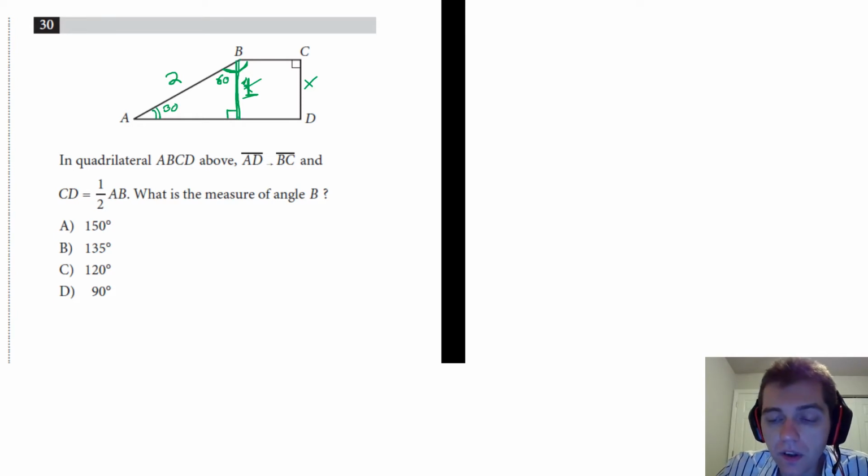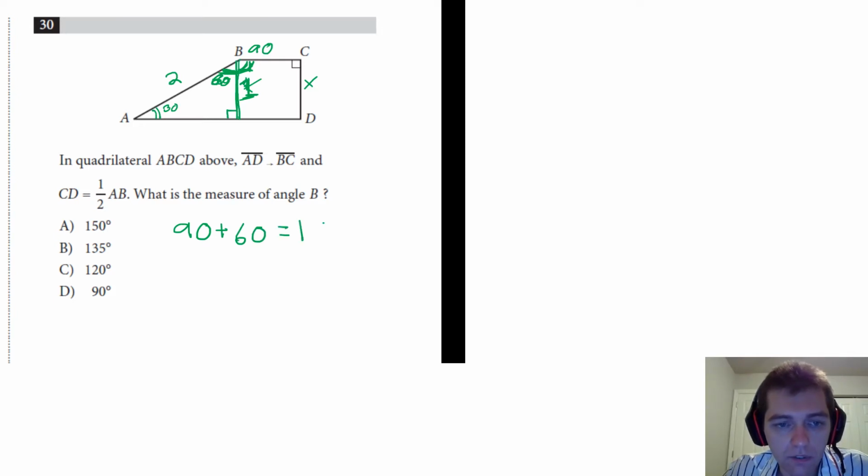If you didn't know that off the bat, as a calculator section, you could do the inverse sine to find these angles, or in this case you'd want to use the inverse cosine, just plugging in 1 and 2. You'd come up with this angle right here as 60. We know that this angle here is 90, so the total angle there is 90 plus 60, which is equal to 150. So your correct answer is A.